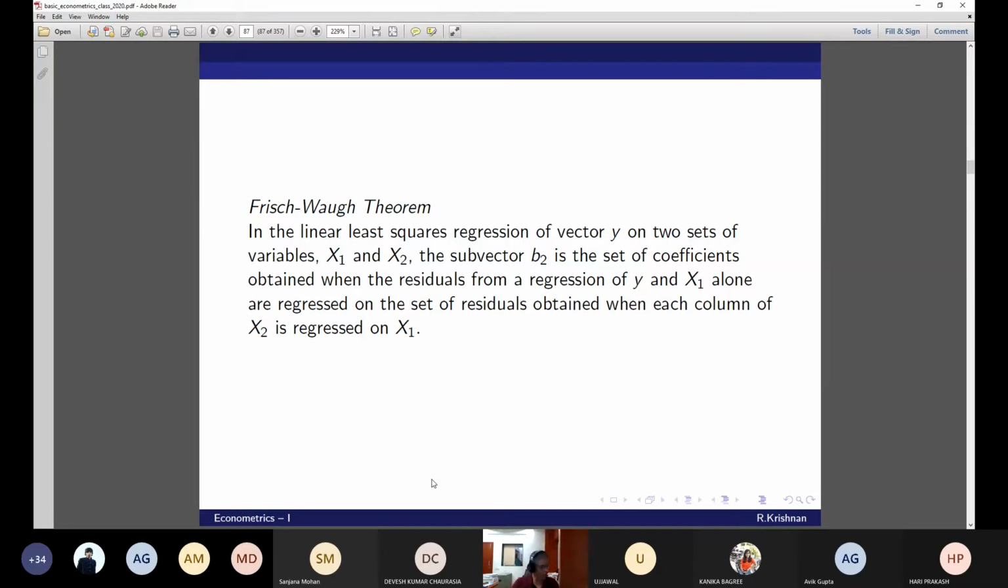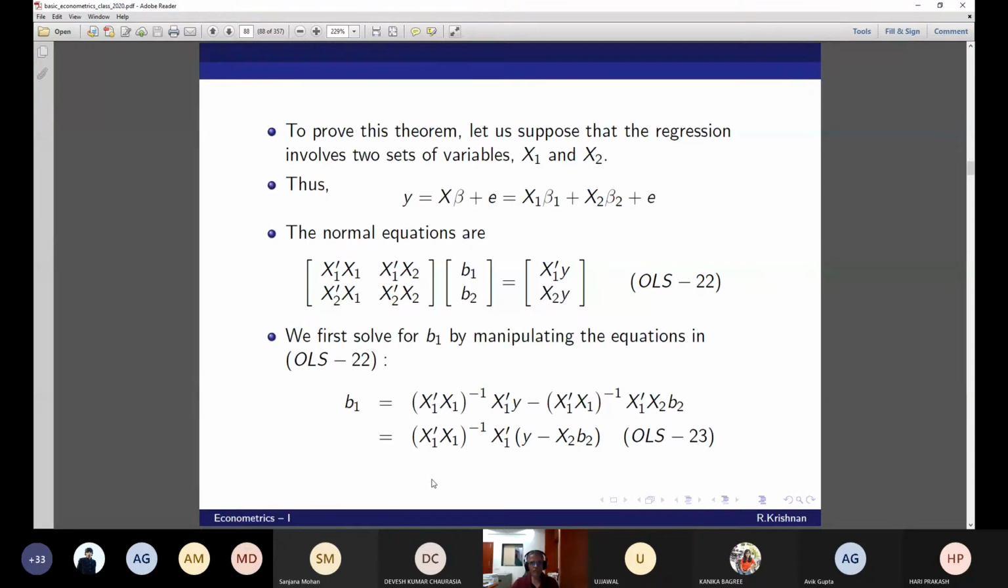Okay, more or less correct. Now, this is what we do. To prove this theorem, let us suppose that the regression involves two sets of variables, x1 and x2. The normal equations are this. We first solve for b1. How do we go about it? We first solve for b1 by manipulating the equations in OLS 22, and we get this OLS 23.